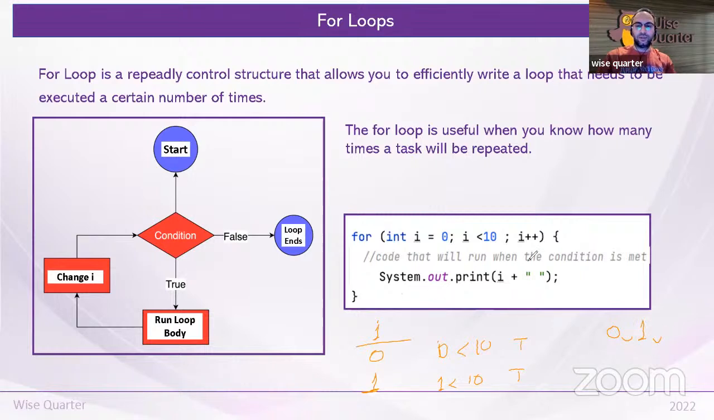The code has ended. Now we will increase the value. i was 1, now it is 2. And again, it will check the condition. Is 2 smaller than 10? Yes, it is. It is true. Let's execute the body. It will print the value of i, which is 2, then another space. And it will continue like this, when i becomes 10, the condition will be false, so it won't print the values. It won't execute the body.